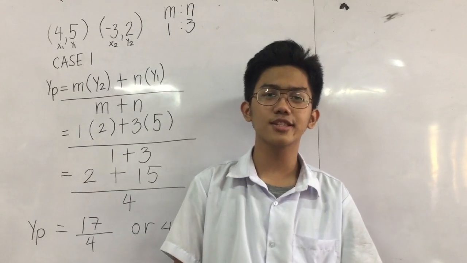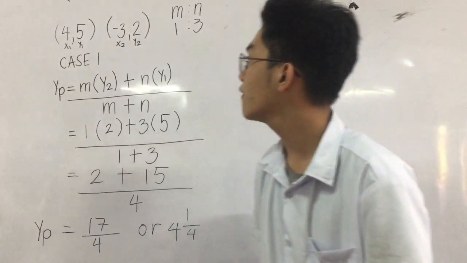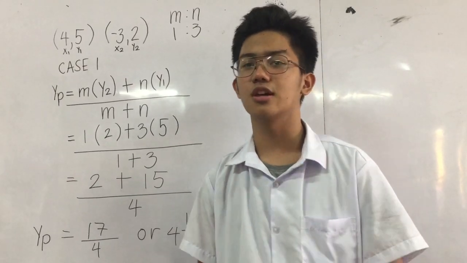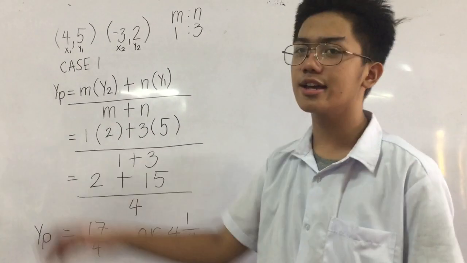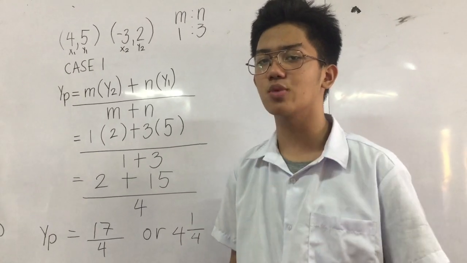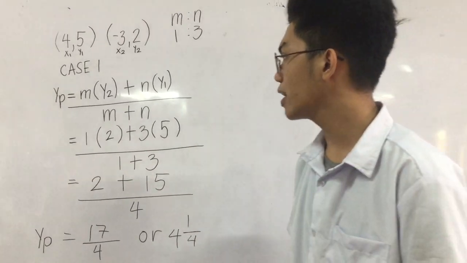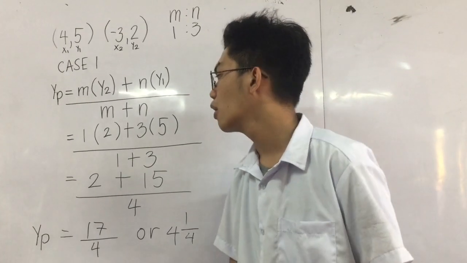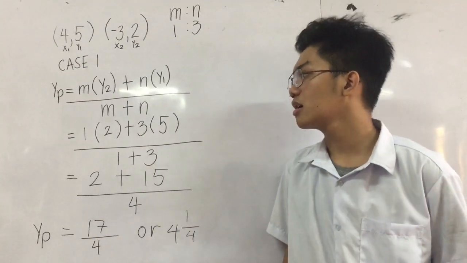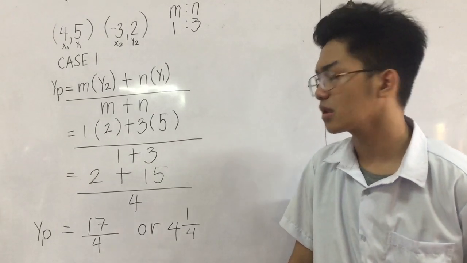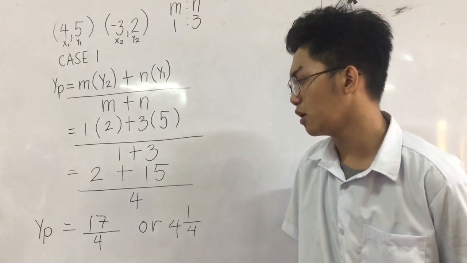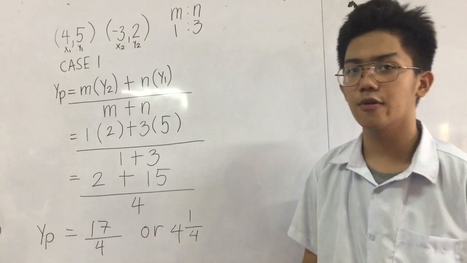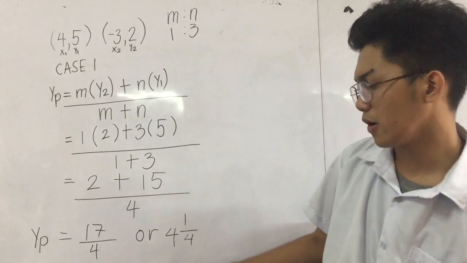This is still case 1. We are solving for y sub p. Our given is 5 and 2. Our ratio is still 1 is to 3 since we did not change the ratio. Our formula is y sub p is equal to m times y sub 2 plus n times y sub 1 over m plus n. It will be equal to, if we use our given, 1 times 2 plus 3 times 5 over 1 plus 3, which is equal to 2 plus 15 over 4. Or, in our final answer, 17 over 4, more simplified, 4 and 1/4.